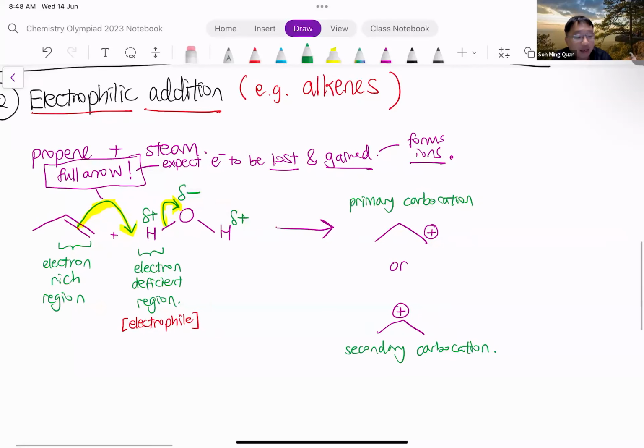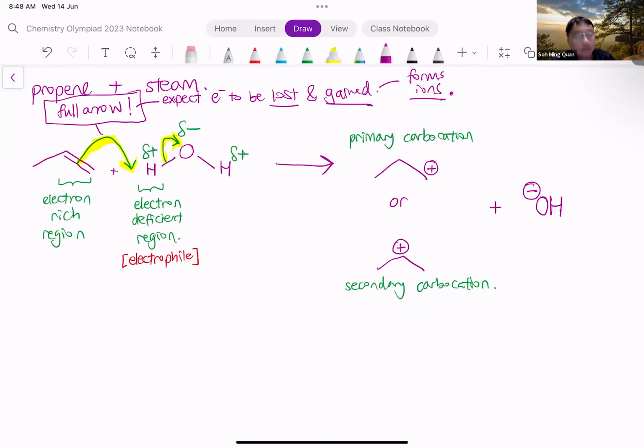Now, besides forming the carbocation, what do you also form? Remember, the hydrogen broke its existing covalent bond with oxygen. So what you are left with is the electrons went to oxygen. So that's OH minus. So you form the carbocation and OH minus ions. So that's the first step. The first step of electrophilic addition is the formation of the carbocation.